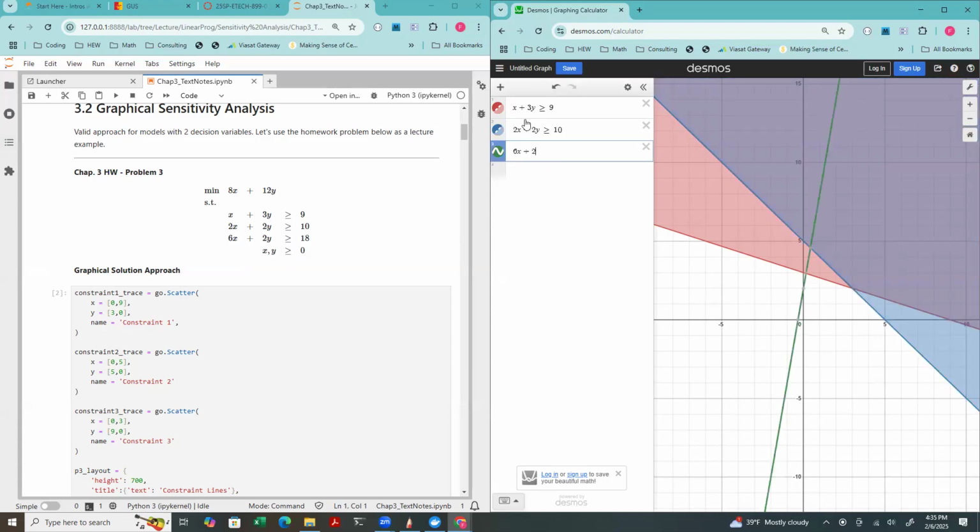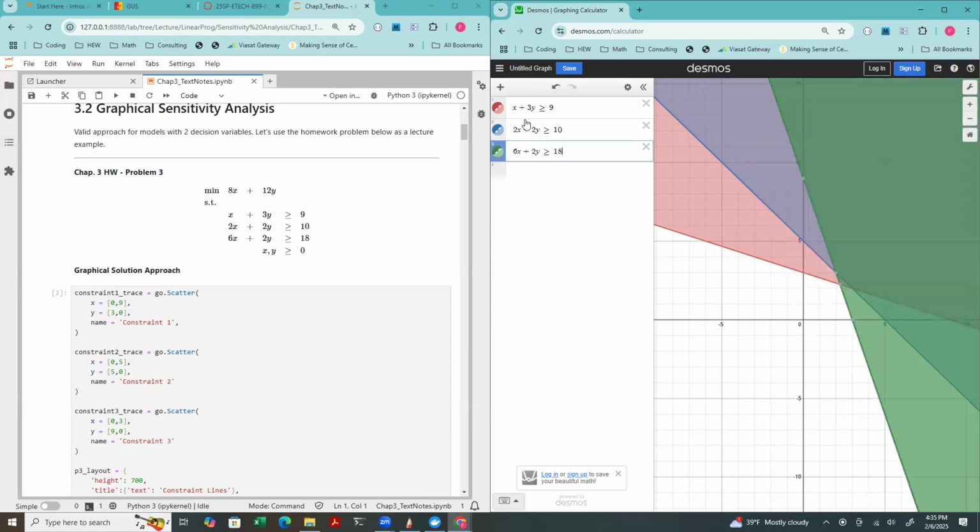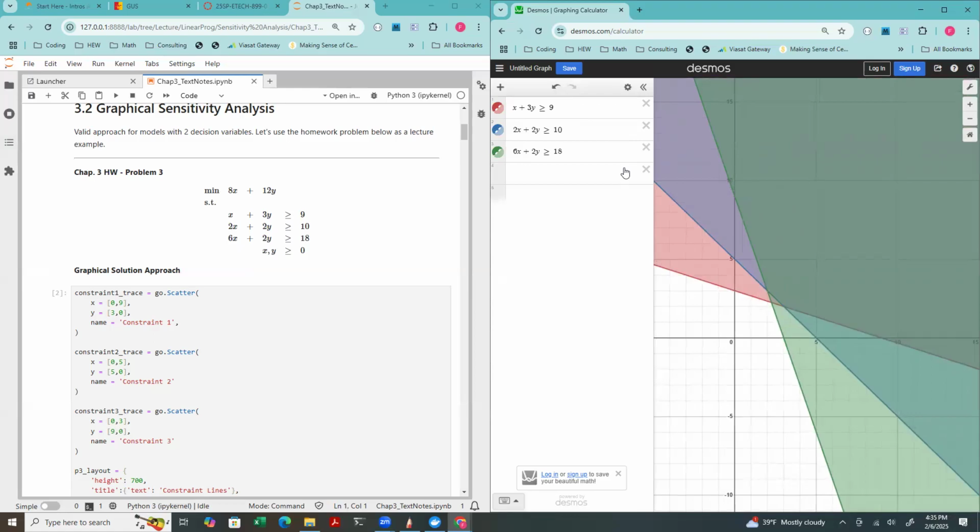And finally, the third one. All right, so I have my three constraints here, and that's all looking good. The thing to think about now is, I need to find what? The intersection of all three of these shaded regions.